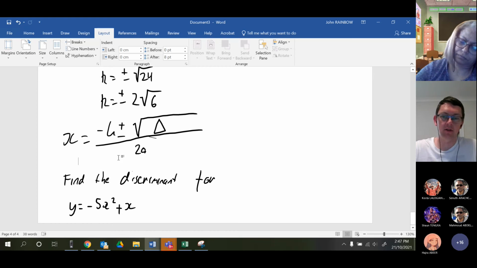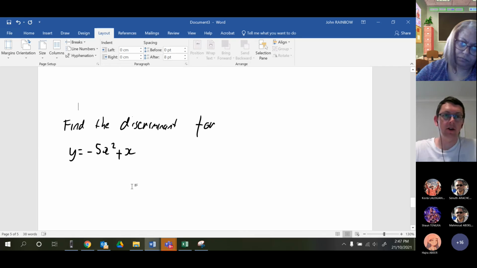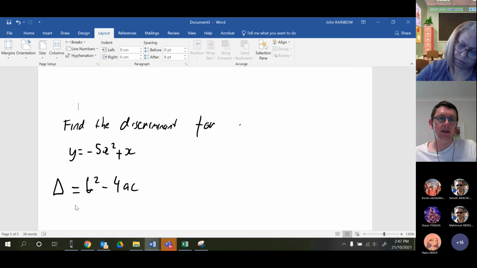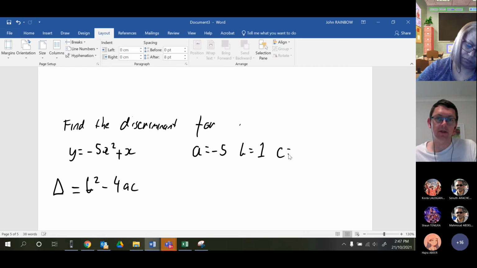I've got to move this onto the next page. So the discriminant, if you think about it, is this part that sits under the quadratic formula. So it's b squared minus 4ac. The value for a equals negative 5. The value for b equals 1. And the value for c equals 0 because it's not there. So I'm going to substitute that in.